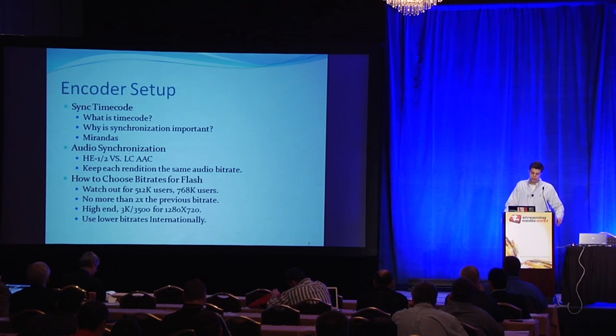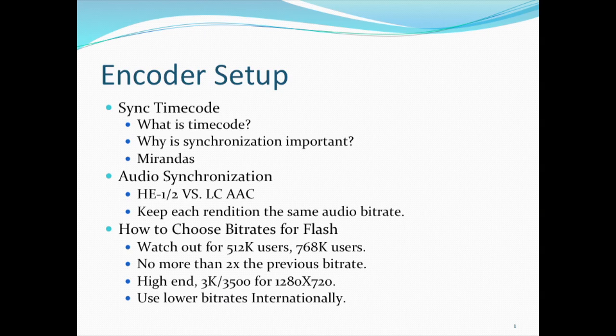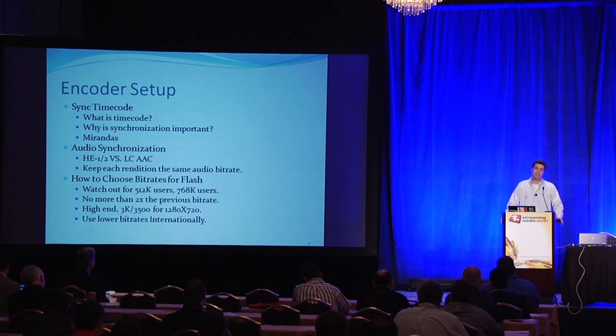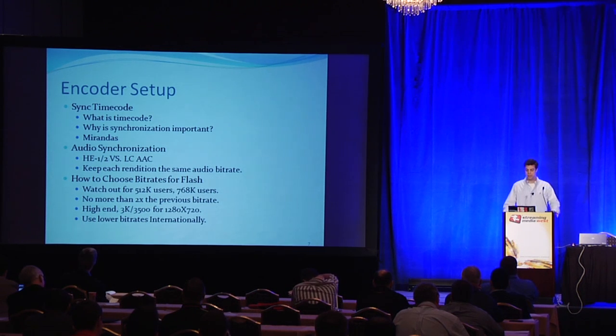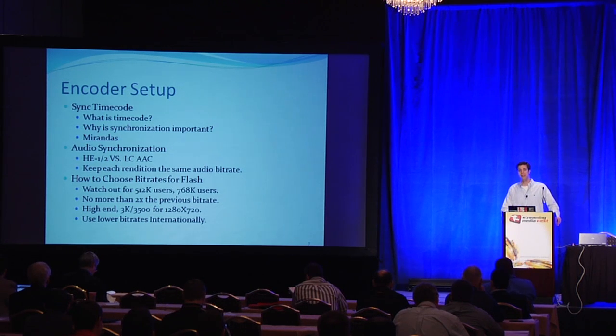For audio, we keep each rendition at the same audio bitrate. Our 400K is 96 audio. Our 3.5 meg is 96 audio. Because when you switch audio in the middle, there's a little click or a pop sound that you hear every time the audio switches. I'm speaking specifically about Flash in this bullet item, but it could exist in other places.